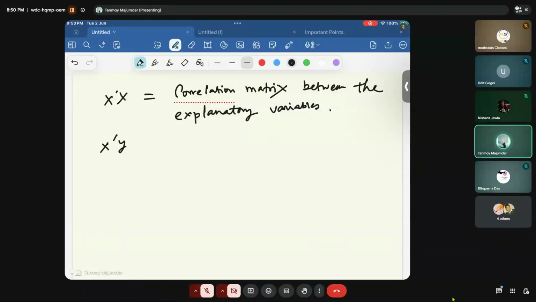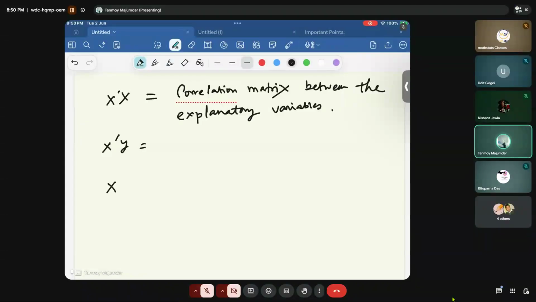Why are we writing this? Because of the normal equations. We are solving the normal equations, right? So we have to understand what it means, what it implies. So x dash y, the dimension of this is k cross 1. The dimension of x dash is k cross n and y is n cross 1. So ultimately x dash y becomes k cross 1.